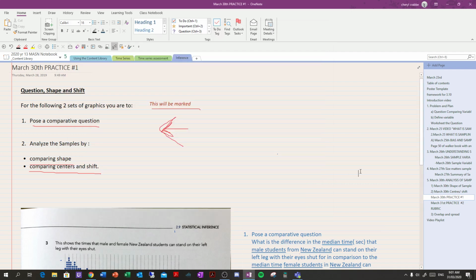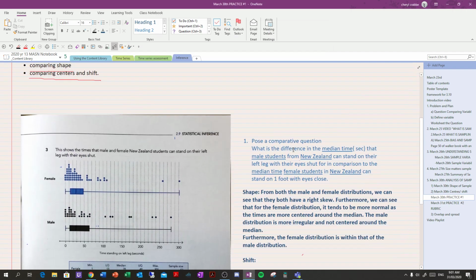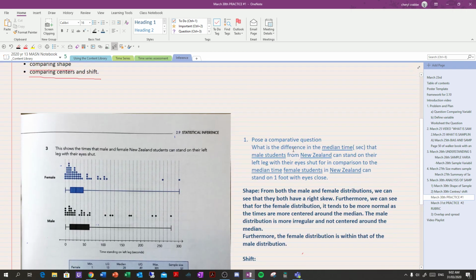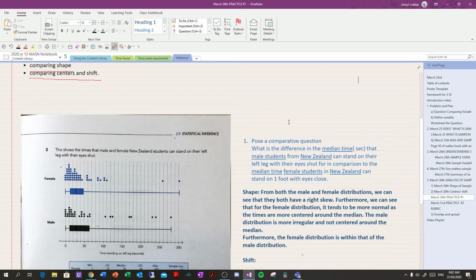Okay, I'm just going to go over the answer for practice number 1. It's pretty self-explanatory. I've got the writing here. Just go through it if you need a little bit of support with this. The first thing you were to do is pose a comparative question.